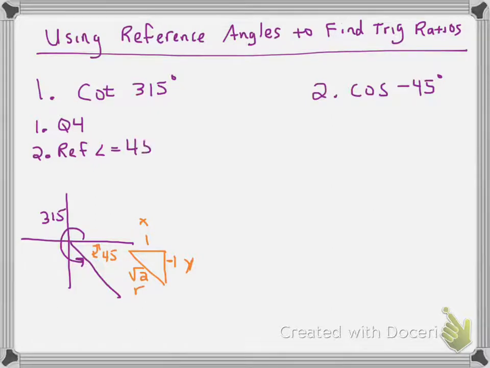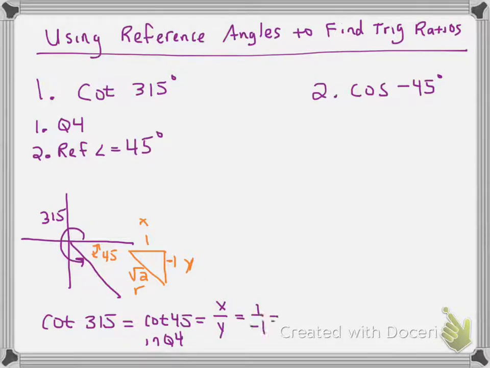Now we're going to work with this cotangent of 315. What that actually means is we're really working with the cotangent of 45 degrees in quadrant 4. That's what we're actually using, this 45 degree angle. In order for us to find cotangent, remember there's a relationship between cotangent and tangent. They're just reciprocals. The tangent is y over x, which means cotangent is going to be x over y. So I have my x value, which is 1, and my y value, which is negative 1. My actual answer is just negative 1 in this case. So that's the cotangent of 315.